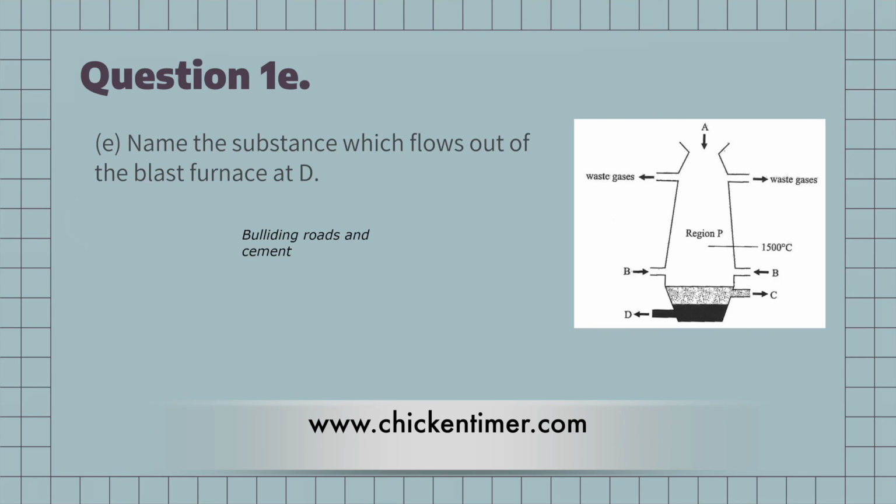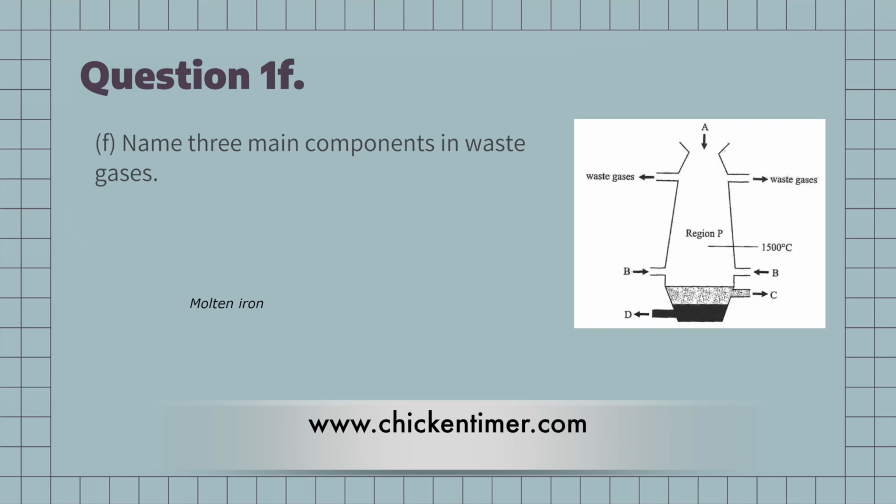Two applications of this substance: building roads and making cement, road construction. Name the substance which flows out from the blast furnace at D. Molten iron. Name three components in the waste gas. Nitrogen, carbon dioxide, carbon monoxide.